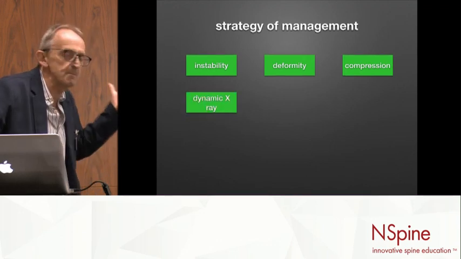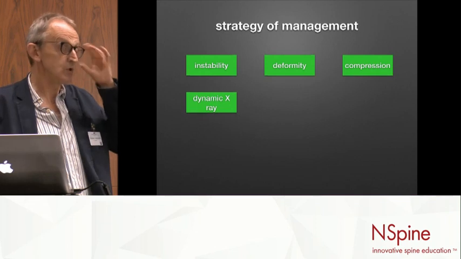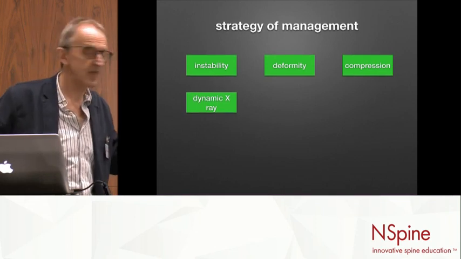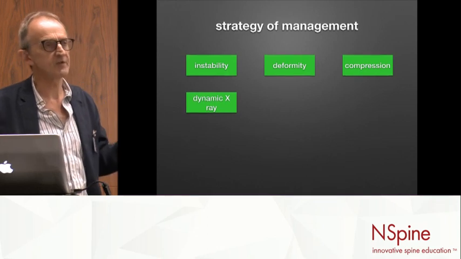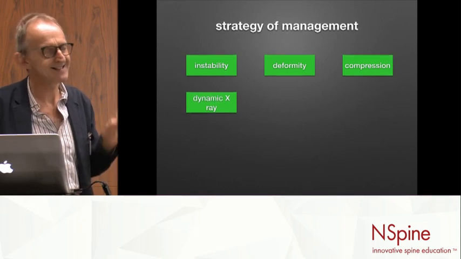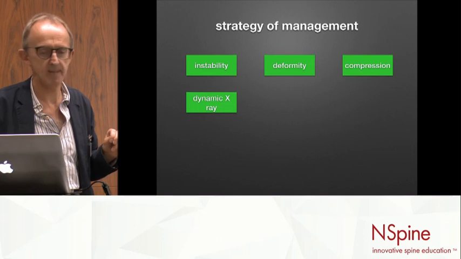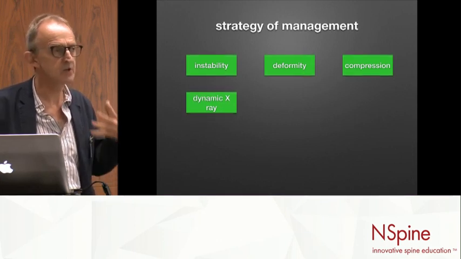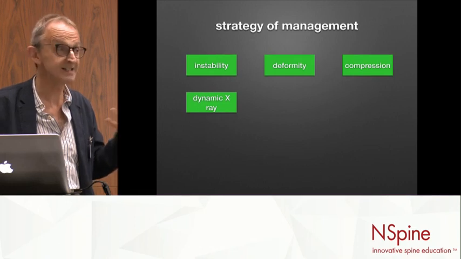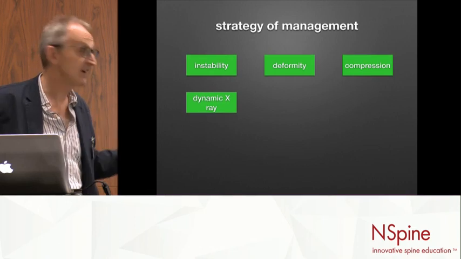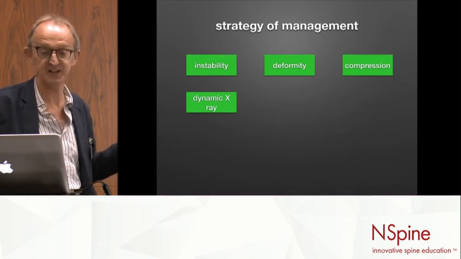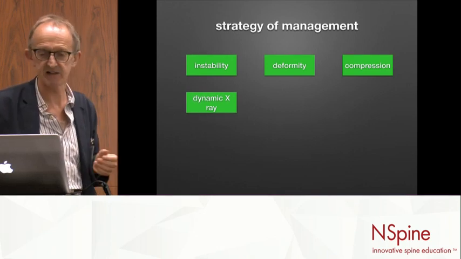Clearly, with instability, one usually wants some form of dynamic imaging. There's a bit of a vogue out there in some of the groups talking about the role of dynamic MRI and so forth. The sensitivity of dynamic MRI is very, very poorly understood at the moment. We don't have good normative data, and still probably the best investigation for instability is the dynamic flexion-extension X-ray. That will give you a good idea of range of movement.